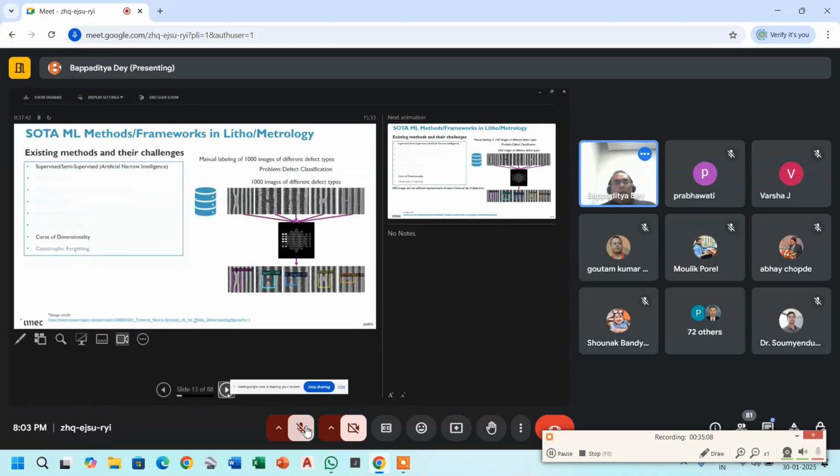One of the big problems of machine learning or AI, which we heard about again when talking about ANI, is the curse of dimensionality. What is the curse of dimensionality? Mathematically, the 1000 images I just explained to you are not sufficient representative of the entire universal set of defectivity.